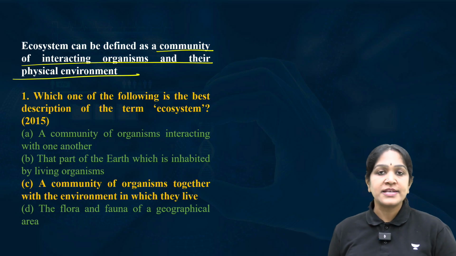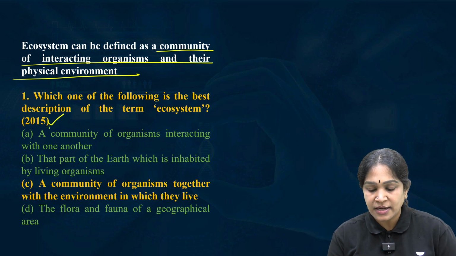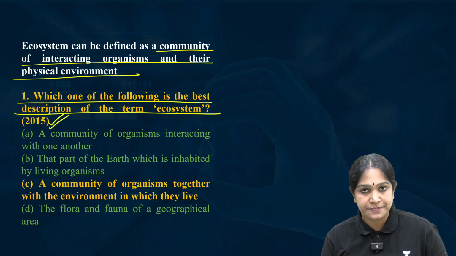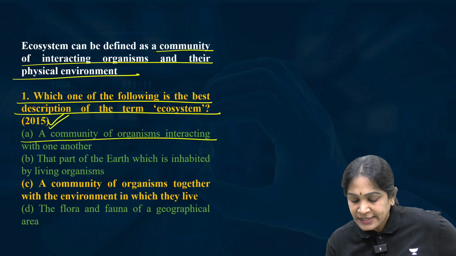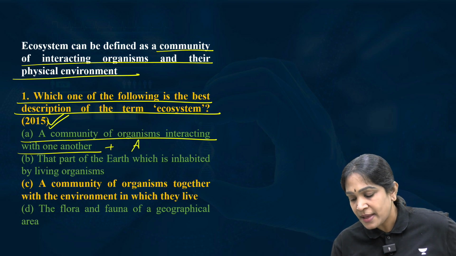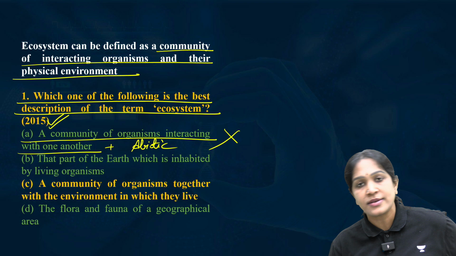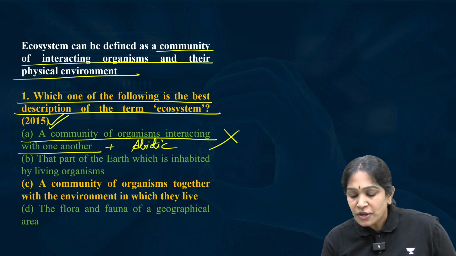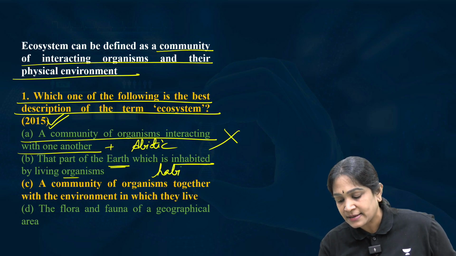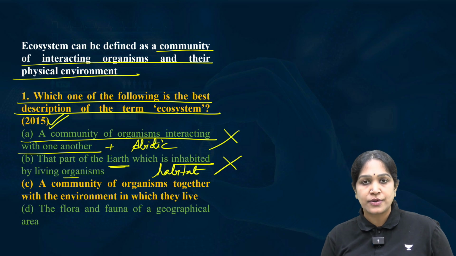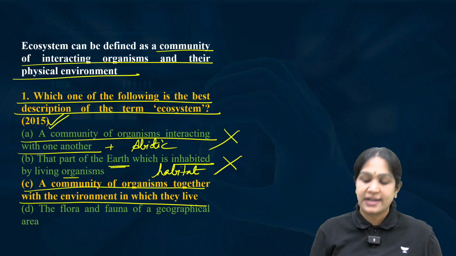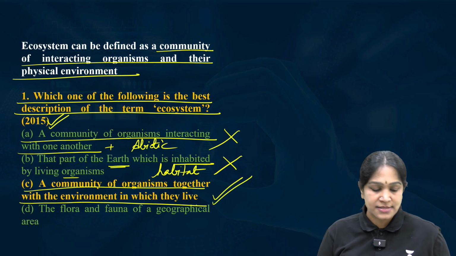Let us discuss one previous question from the ecosystem. The question is from the year 2015. Which one of the following is the best description for ecosystem? First statement is a community of organisms interacting with one another. What is missing in this statement? Abiotic component is missing. So this is a wrong statement. Next, the part of the earth which is inhabited by the living organisms. No, this is called habitat. This is not ecosystem. So this is also wrong. The third statement is a community of organisms together with environment in which they live. This is the correct answer. C is the right answer.